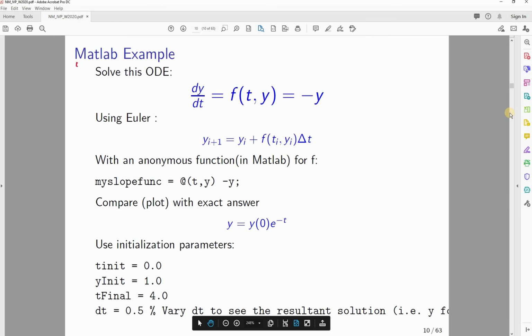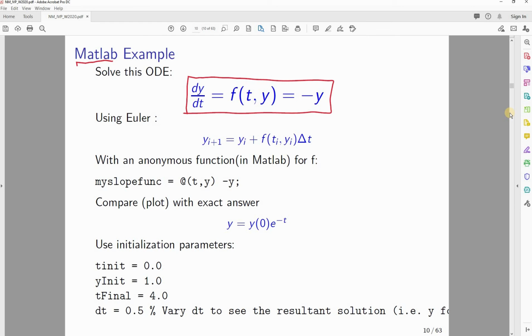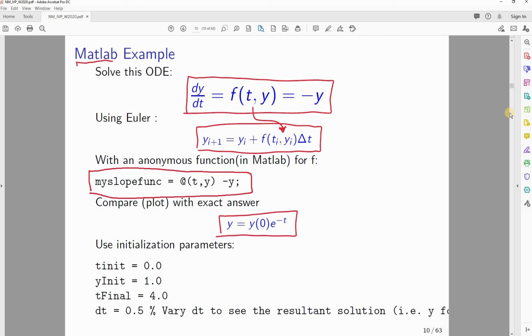All right, so now we're going to go to Matlab. I'm just going to walk through just this one slide, and then we're going to go off and we'll do this first example. But again, we've got the exact same ordinary differential equation right here. Okay, we're using Euler, and so we're going to replace that function with a specific function right here. And we're going to use an anonymous function eventually, but I'm going to talk about the classic function stuff. And then we're going to compare it with the exact answer right here. We'll see how good we are, and we're going to use these initial parameters.